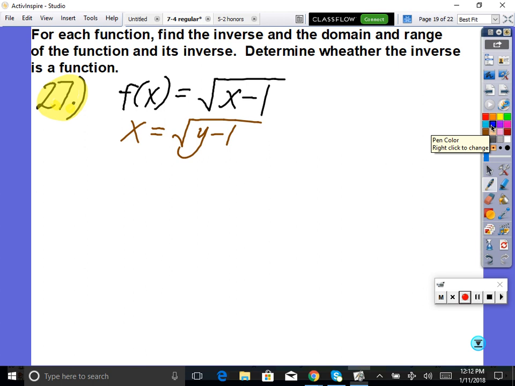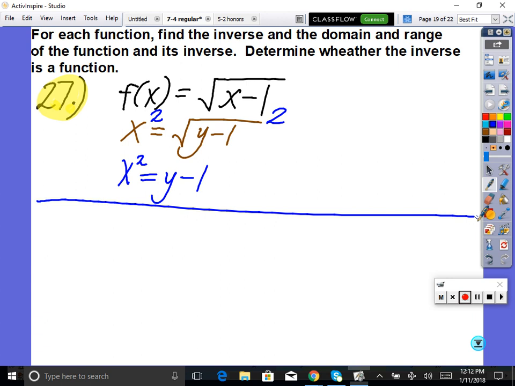I just did math. Okay, here we go. So we would switch x and y. The first thing we would do is square both sides. So we have x squared equals y minus 1. And then we just add 1? So we just found the inverse. I'm going to make a special little spot for my answer. So we have f inverse of x, which we just found to be x squared plus 1. Am I right?